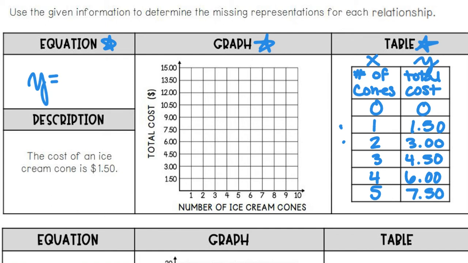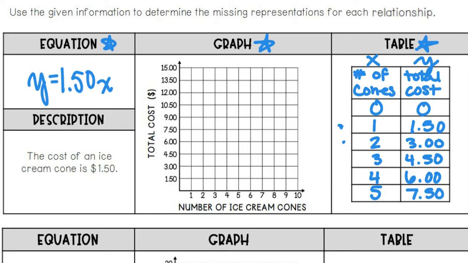So how do I get from 1 to $1.50? I would just multiply by $1.50, because anything times 1 is itself. And then it would be y equals 1.50x would be my whole equation. From here, my last part is my graph.